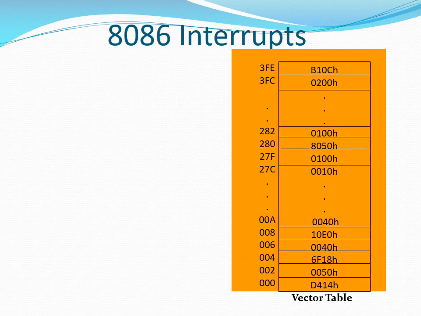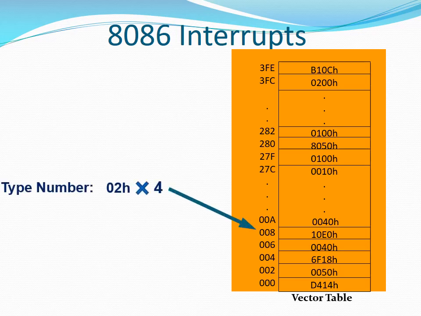Let's illustrate how addresses of ISRs are obtained from the vector table. Shown is the vector table and the corresponding vectors. Suppose the type number is 02H. The address at which the corresponding vector is located is given by 02H times 4, which is 08H. The vector occupies addresses 08, 09, 0A, and 0B.